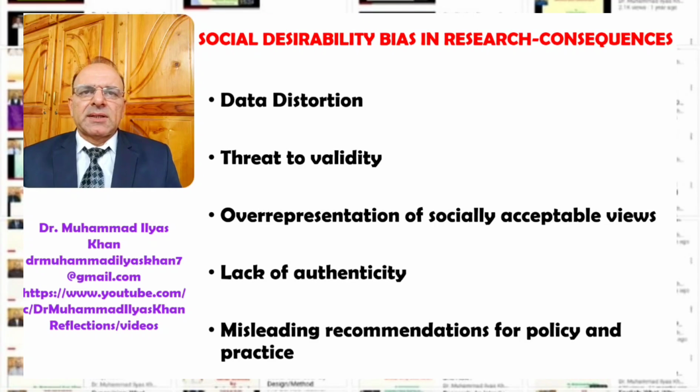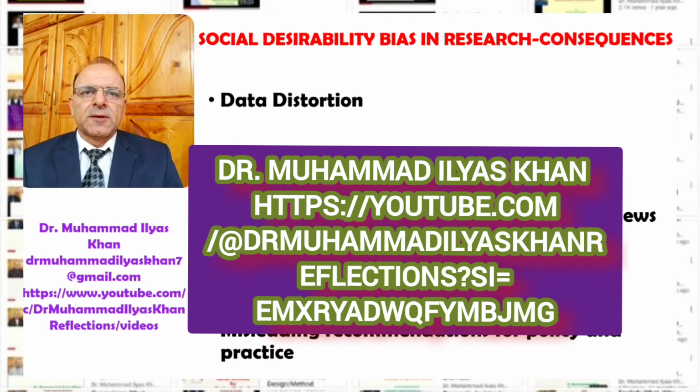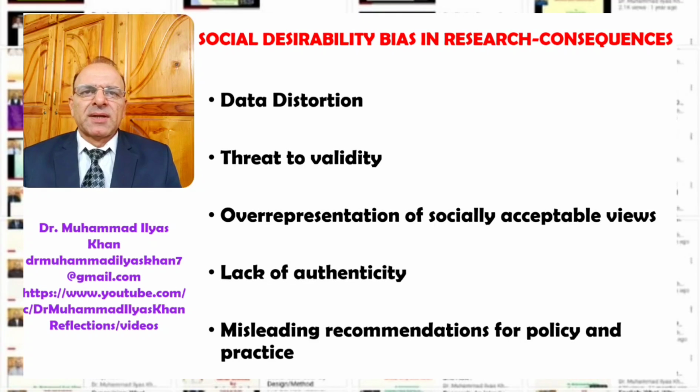Secondly, there are threats to validity because of social desirability. Data is valid when the respondents give accurate and true answers rather than answers that they think are socially acceptable. So that's why the validity of the data will be impacted because of social desirability bias. Next, over-representation of socially acceptable views.